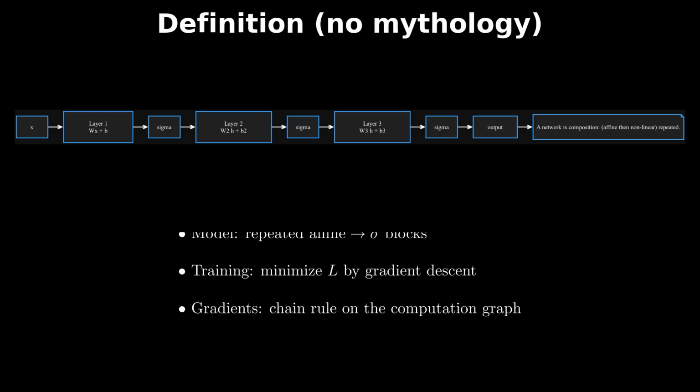Now we can finally name the invention. A neural network is a function built by composing layers, affine maps followed by a fixed non-linear bend, repeated. Learning is just adjusting the weights to reduce loss, using gradients computed by the chain rule on this layered structure. No step required faith. Every part is explicit and checkable.